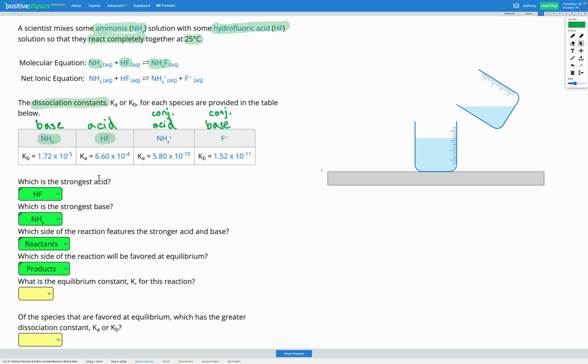We're then asked what the equilibrium constant will be. If our products are favored at equilibrium, that tells us our equilibrium constant K is greater than 1. If neither our products nor reactants are favored, that means our equilibrium constant K is just equal to 1. If our reactants are favored at equilibrium, then K will be less than 1.